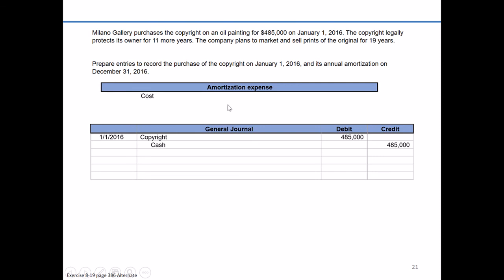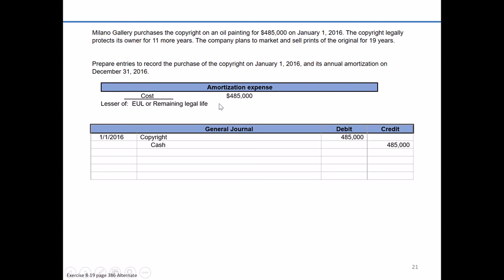Now I'm going to take the overall cost, because we don't indicate any salvage value for this particular item, and divide it by the life. But what life do I use? This is sort of like straight line for depreciation. But what life do I use? Do I use the useful life of 19 years or the legal life of 11 years? It indicates that the copyright legally is going to protect the owners for 11 more years. We use the lesser of. So whichever one is lower, either the useful life or the remaining legal life, that's what we're going to use.